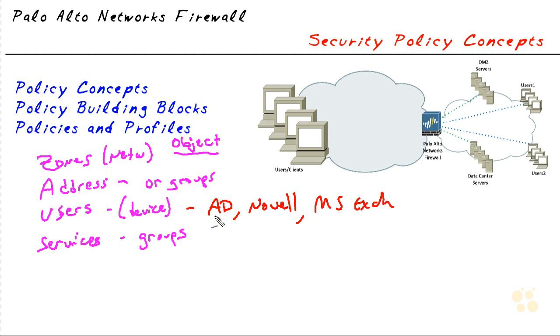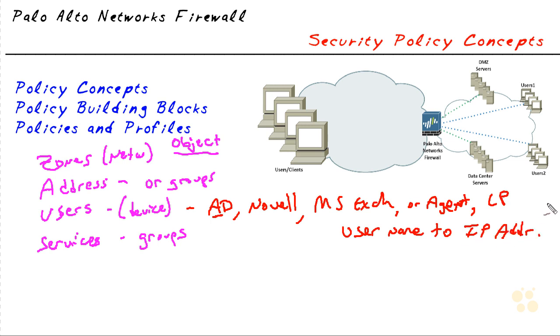So I've got a lot of different ways. I'd say Active Directory is the most common, but we'll set things up in there, and I suppose Agent, where you can gather information, or CP, which is Captive Portal. So lots of different ways of figuring out users. Now what that does is it ties a username to an IP address.